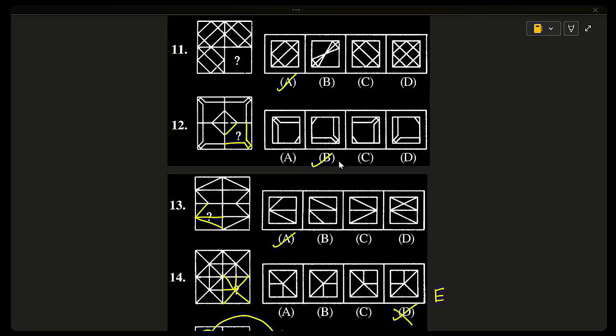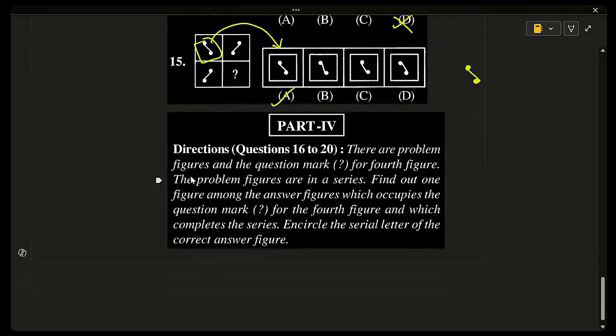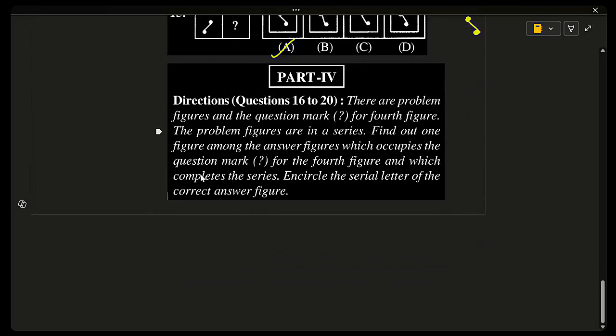Going to the next one, part 4. Question number 16 to 20. There are problem figures and the question mark for the fourth figure. The problem figures are in a series. So this is series completion. Find out one figure among the answer figures which occupies the question mark for the fourth figure and completes the series. So this is series completion.